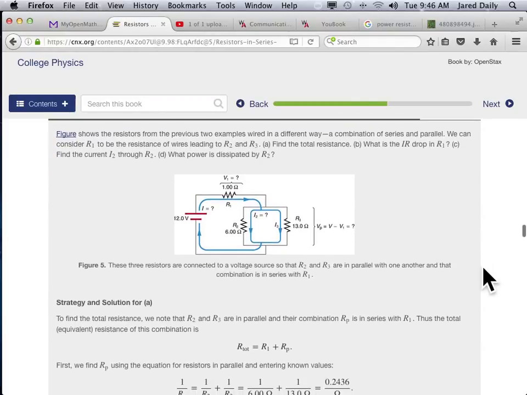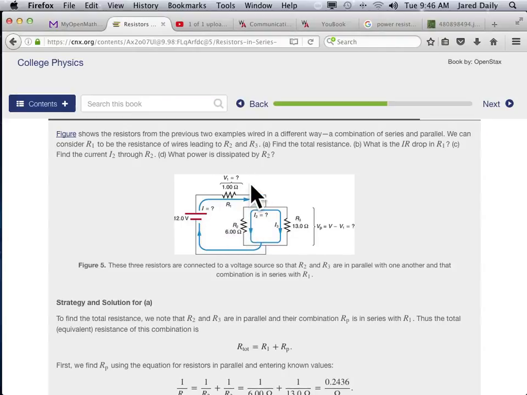So here's a very simple example. We have a current going out of the battery, going through a single resistor, and then splitting up and going on through two resistors in parallel, and then coming back to the battery, right? And we want to figure out what are the currents through everything.